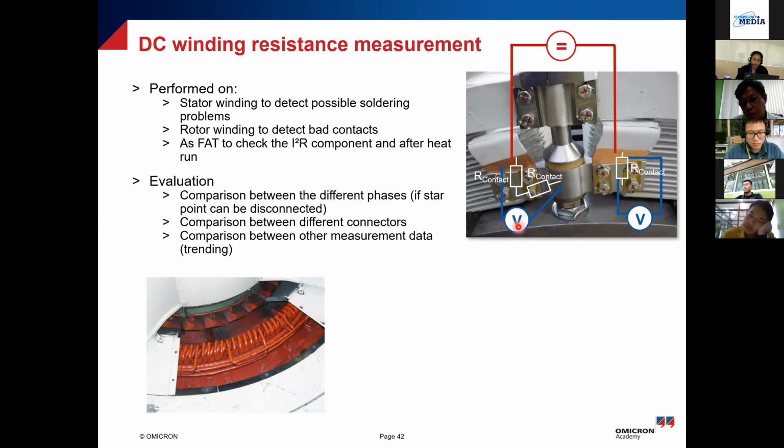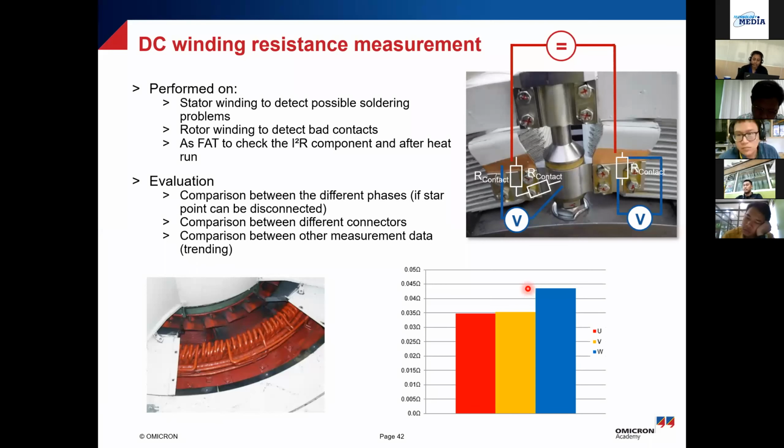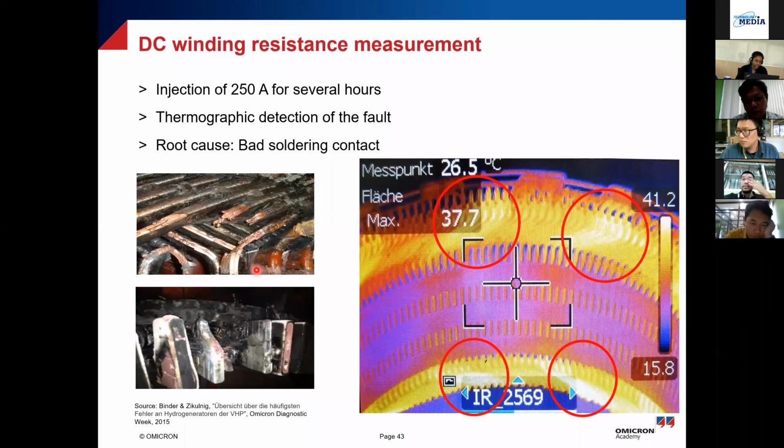Like in this example, the winding resistance is measured for the stator winding at 50 ampere. You can see this particular phase has a higher value. What was done was, 250 ampere was injected, and with a thermographic camera, we tried to see what is the problem with my stator. And you can see here, this has something like 41 degree. There are some hotspots at certain portions where the joints are, and you can see the kind of damage it can cause if you have bad soldering. So this is one example of what you can detect from the winding resistance measurement for stator winding.